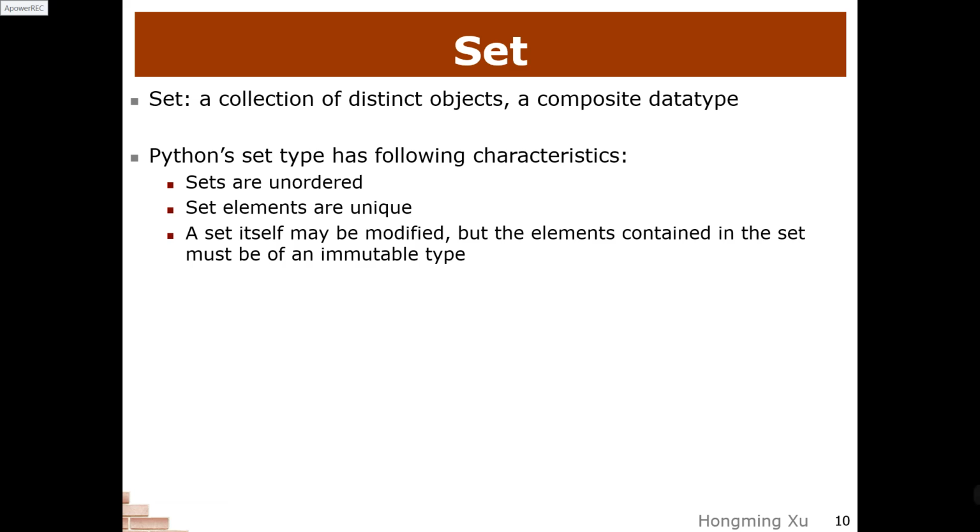In Python, set has four properties. First, sets are unordered. There is no order for the set elements. Second, set elements should be unique. We can't put two same elements within the same set. A set itself may be modified, but the elements contained in the set must be an immutable type. So this means we can modify the set, like increase or shrink the size of the set, but the elements inside the set can't be modified.